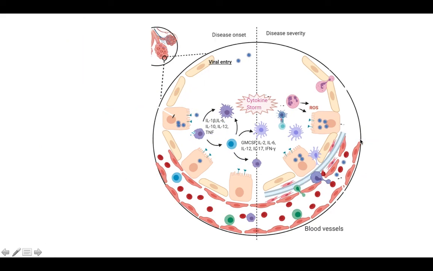So this is basically the pathogenesis which is taking place. From the disease onset, the virus enters, there is a cytokine storm, and then the disease becomes severe when this happens.